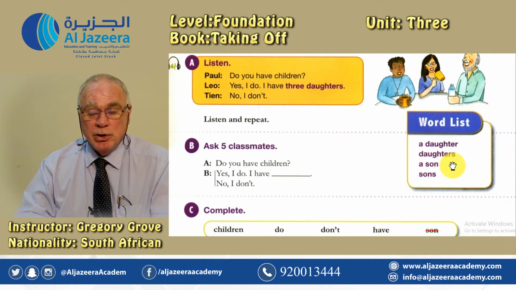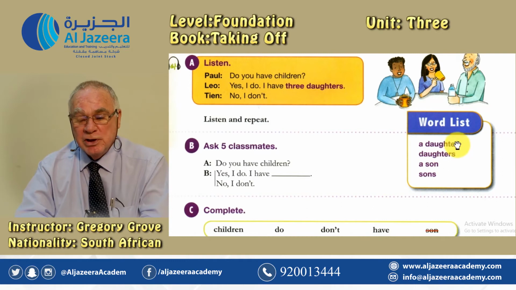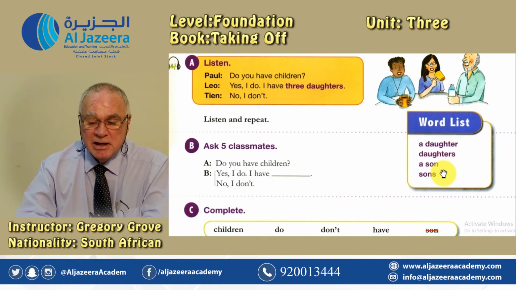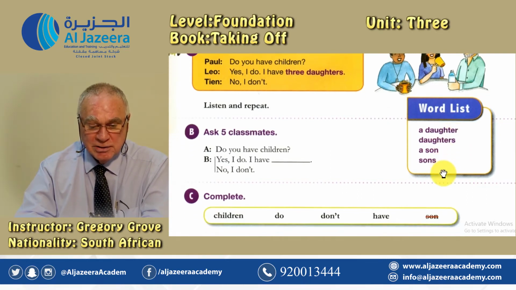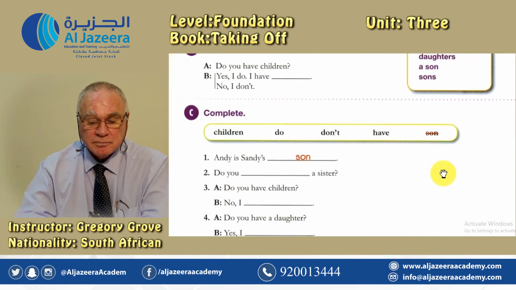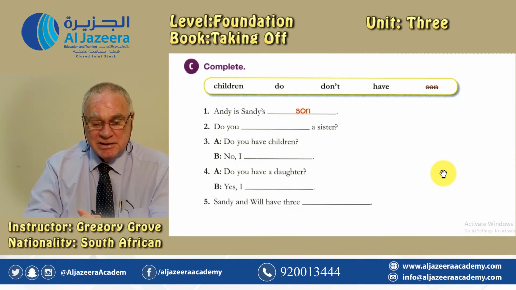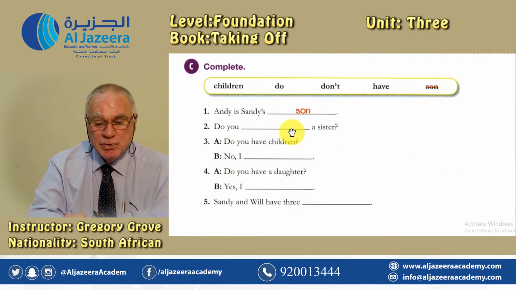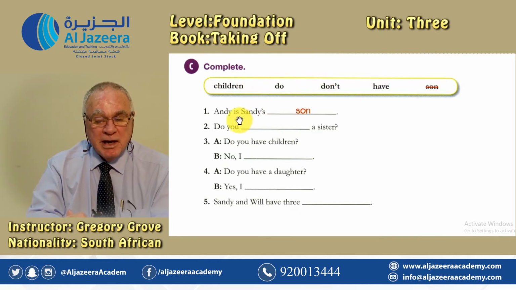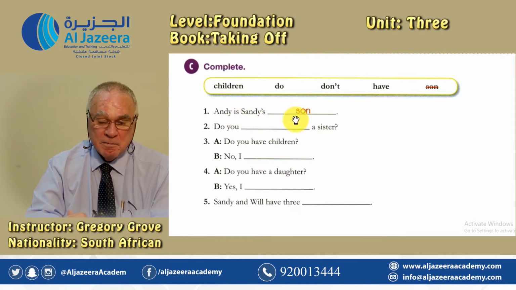And the words we were working with were a daughter, daughters, a son, and sons. Remember, a daughter is a girl child, and a son is a man child. Now complete this exercise, please. Fill in the gaps using these words. They've done the first one for you. Andy is Sandy's son. Okay?